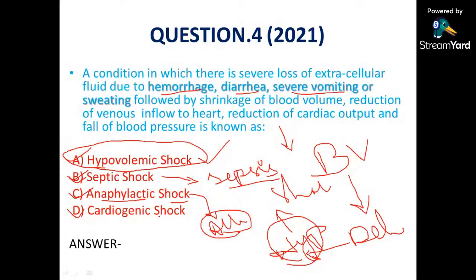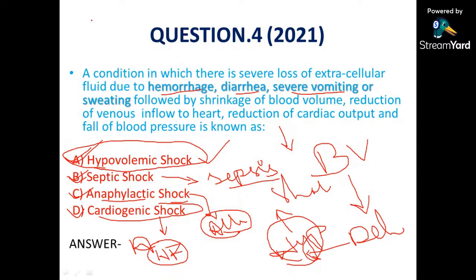And cardiogenic shock is the condition where the heart is unable to pump the blood properly, especially in heart failure conditions. In heart failure, the heart will not pump enough blood to the tissues, so perfusion will be decreased and the patient will develop hypotension, and that condition is called cardiogenic shock. So here there is no cardiogenic shock. This is very simple. When a patient has hemorrhage, diarrhea or dehydration, the patient will develop hypotension. That condition is called hypovolemic shock. Simple. So the answer for the fourth question is A.